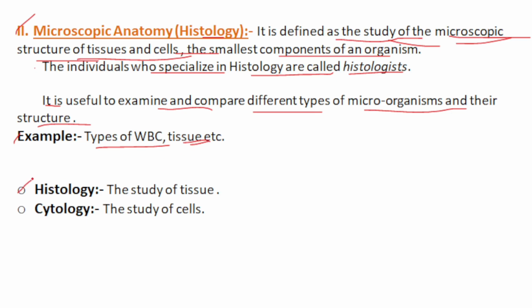Then, histology and cytology are parts of the microscopic anatomy. In histology, where we discuss the tissue, histo means tissue, and in cytology, where we discuss the cells, cyto means cell. So, in the microscopic study, there are two parts, histology and cytology. In histology, we discuss the tissue, and in cytology, we discuss the cells.